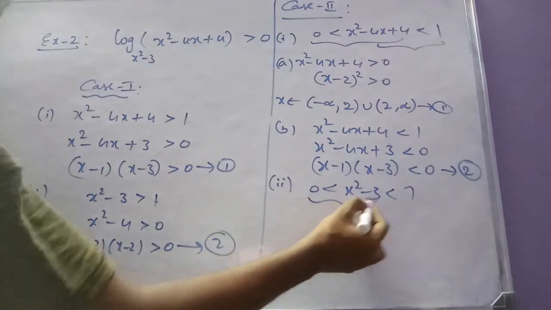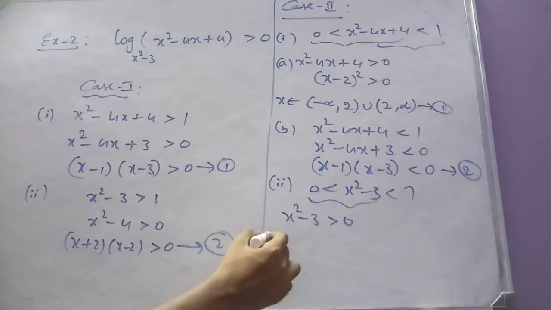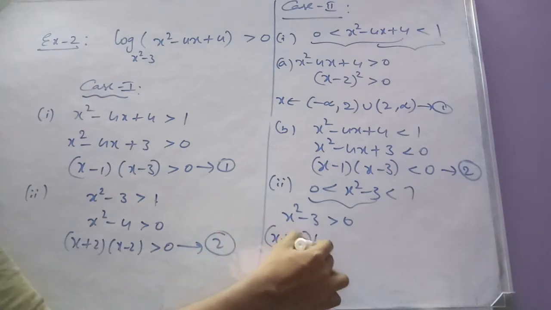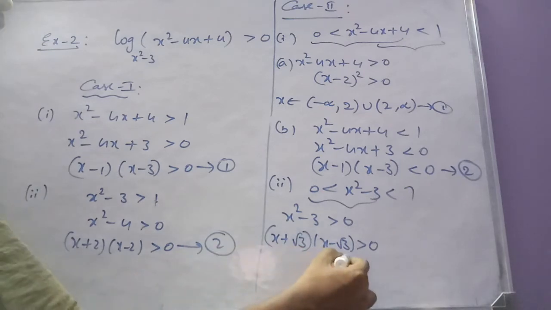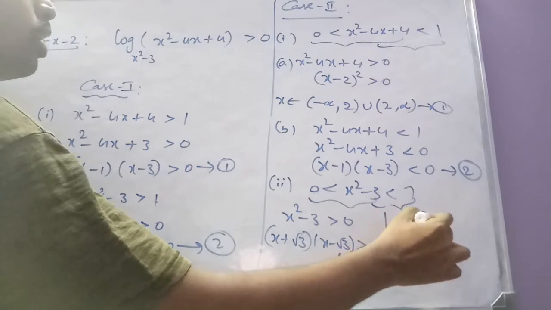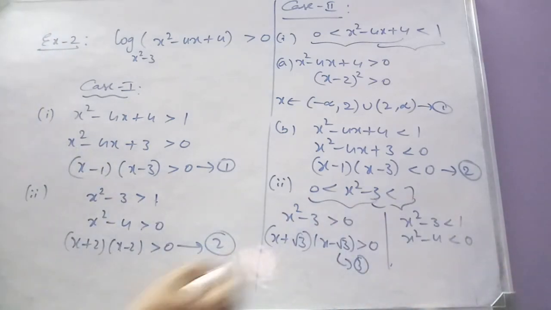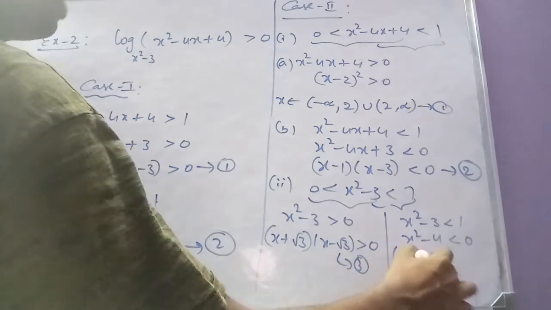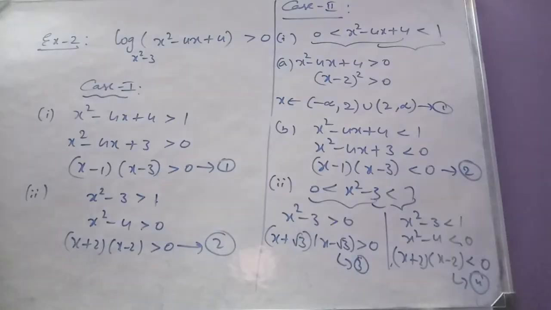So again take these two: x square minus 3 greater than 0. If you factorize LHS, you will get x plus root 3 into x minus root 3 greater than 0. Okay, so the third inequality. And next, if you take these two, x square minus 3 less than 1, or x square minus 4 less than 0. Which means that x plus 2 into x minus 2 is less than 0, the fourth inequality.